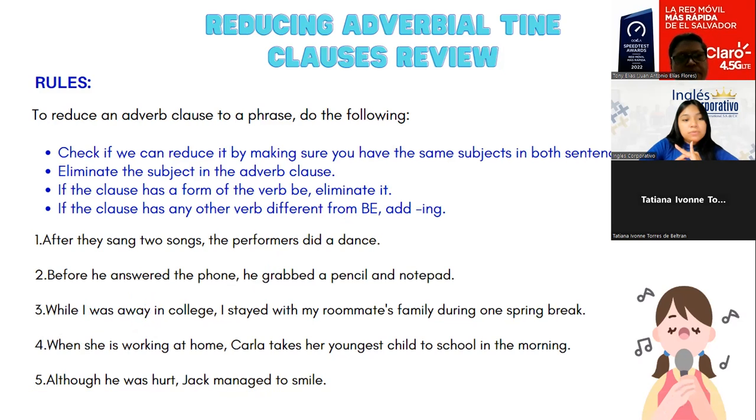Because in the clauses, if the clause has any verb other than be, add ing, and this is my case, I'm trying to add ing to the word away or the word hard. Yes, but in this case, we are going to add ing to verbs, and those are nouns. Away is not a verb, so we cannot add ing, because remember that we can add ing just to verbs, that means gerunds, right? If it is not a verb, we cannot add ing, because that doesn't exist in English.